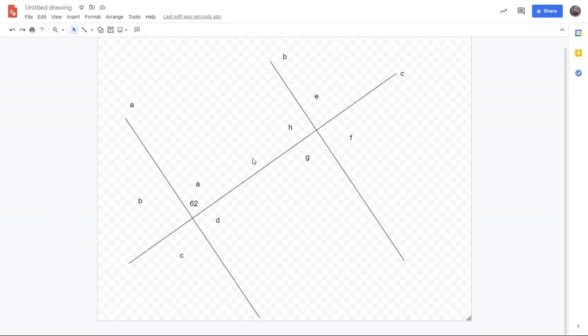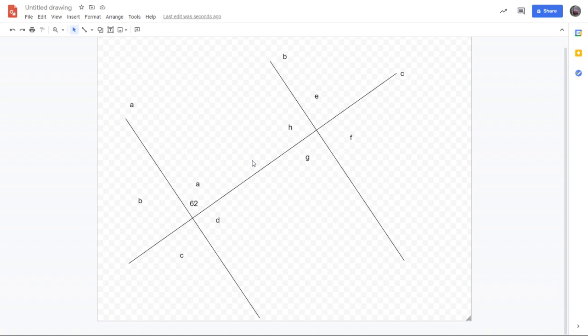Going to show you how to identify angles on a transversal line. Some people think it's pretty hard, others think it's easy, so let's take a look. Alright, so the first way of identifying angles on a transversal line are the corresponding angles.